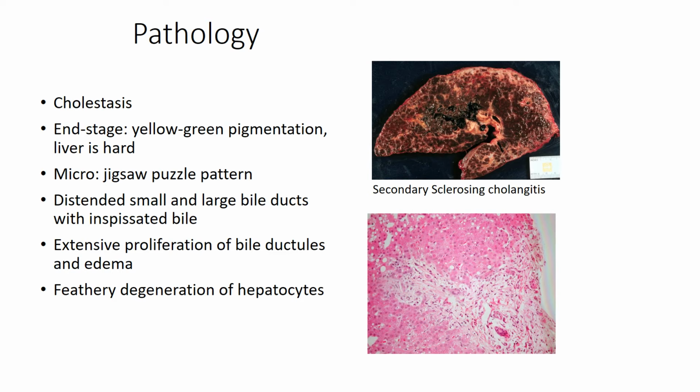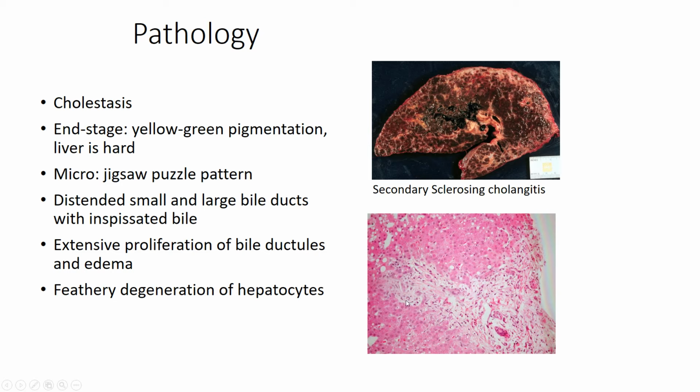Pathologically, this is a case of a secondary sclerosing cholangitis. Here you have hepatolithiasis. It's destroying the biliary tree, causing these bile infarcts, and stones are residing within these cavities. Yellow-green pigmentation of the liver, and of course the liver is hard because it's cirrhotic. The microscopic picture would be that of biliary cirrhosis, namely there's a jigsaw puzzle pattern. There are also small and large bile ducts that are distended with inspissated bile, and there's extensive proliferation of bile ductules and edema and feathery degeneration of hepatocytes.